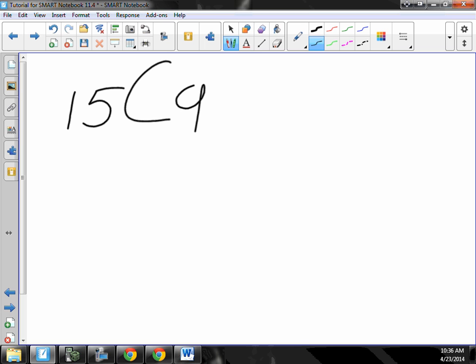The next problem said, how many different batting orders are there? Would that be a combination or a permutation? That's a permutation because if I bat first, that's different from me batting second. So 12 and 21 would be 2 different batting orders. Would it be with replacement or without replacement? A batting order, would that be with or without replacement? Why without? Right, you can't bat twice. I mean, you can't occupy 2 spaces in the batting order.